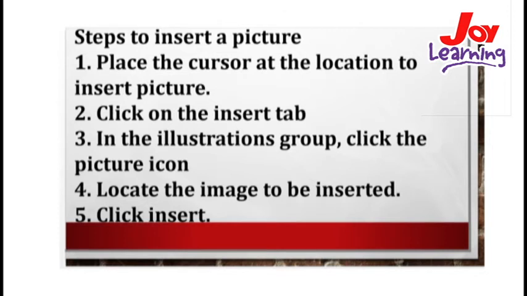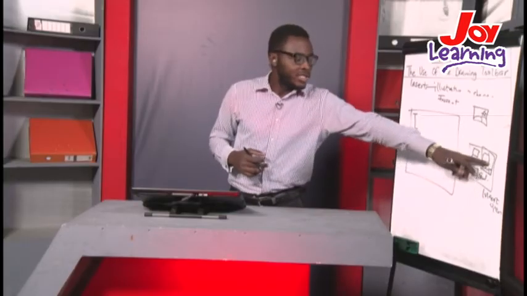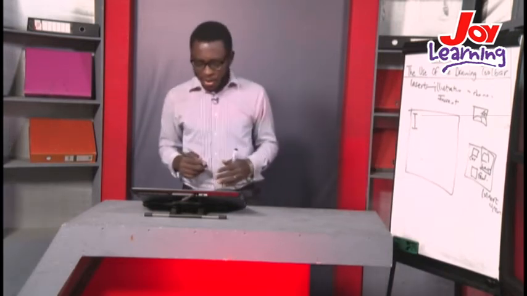So place the cursor there, you have done that. Click on the Insert tab, you have clicked there. In the group, click on the picture icon. This is the Illustrations group. You have clicked the picture icon. Then we said it will open the picture dialog box, whose default location is the picture folder. In the picture folder, we have the car file, we have the house file, and we have the food file. So you select the picture you want to insert. That's the house file, and then you click on Insert.